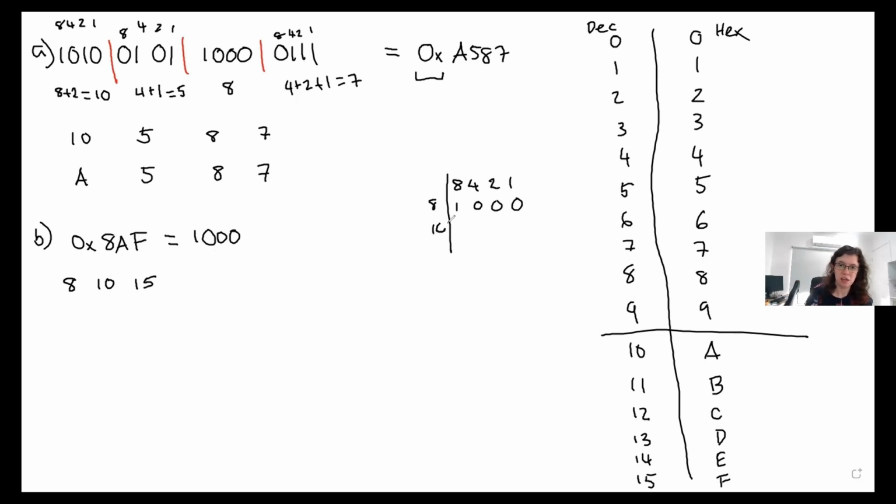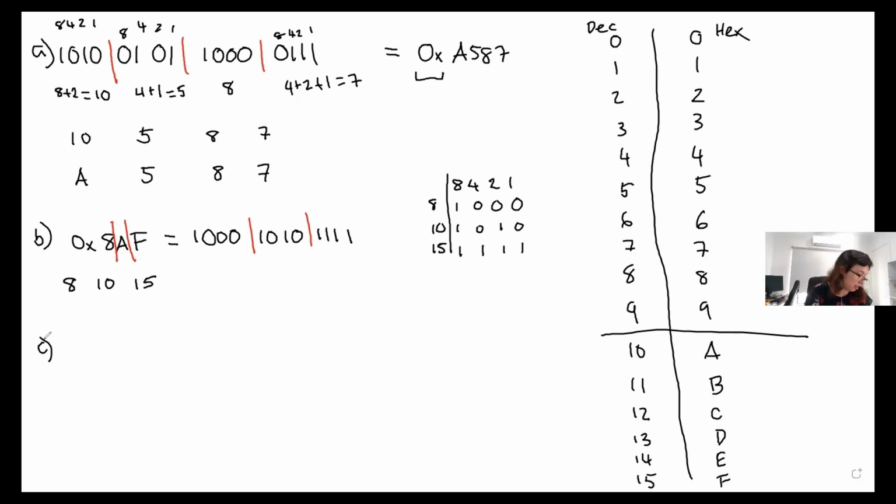To create 10, we switch on the 8 and the 2 and leave the others off, so 1, 0, 1, 0. To create 15, switch on 8, 4, 2, and 1. It's the biggest number we can represent with 4 bits, so 1, 1, 1, 1. The way to look at this is that we've split it into chunks, and each chunk is either 1 hex digit or a 4-bit binary number. Hopefully that's reasonably clear. Again, you can do it the long way with remainder methods if that's going to help you out.